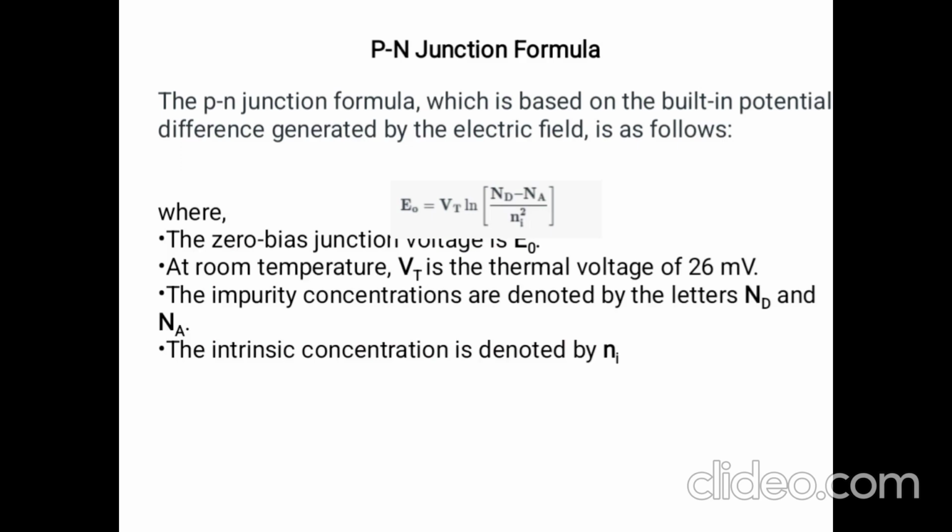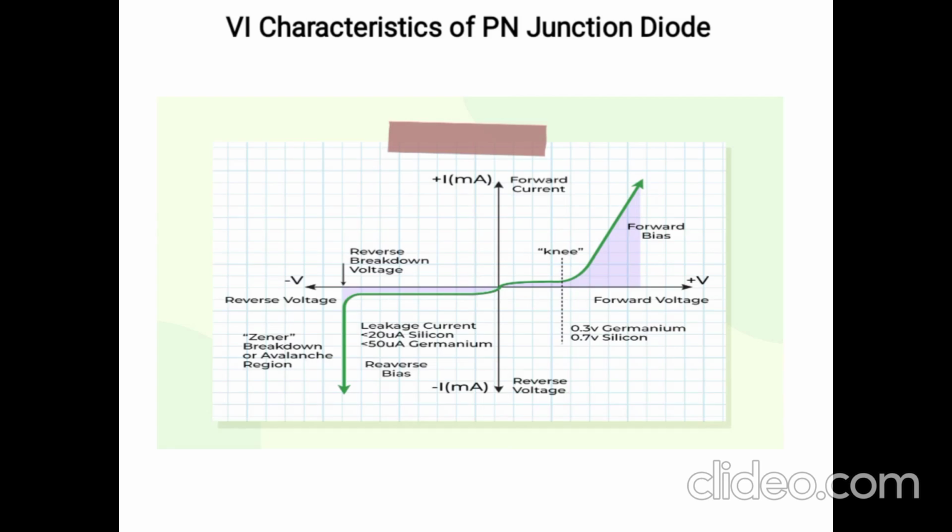Next, this is the formula for the PN junction diode. E naught is equal to VT ln of Nd times Na divided by Ni squared. E naught is the zero bias junction voltage. At room temperature, the thermal voltage VT is 26 millivolts. The impurity concentrations are denoted by Nd and Na. The intrinsic concentration is denoted by Ni. This is the formula for the PN junction diode.